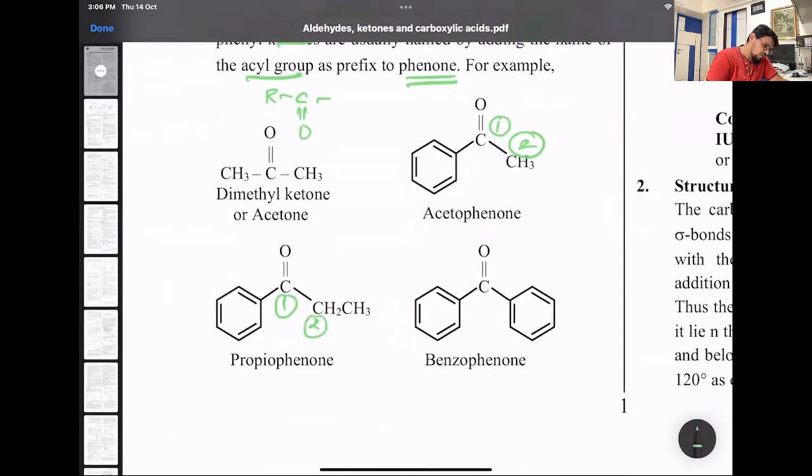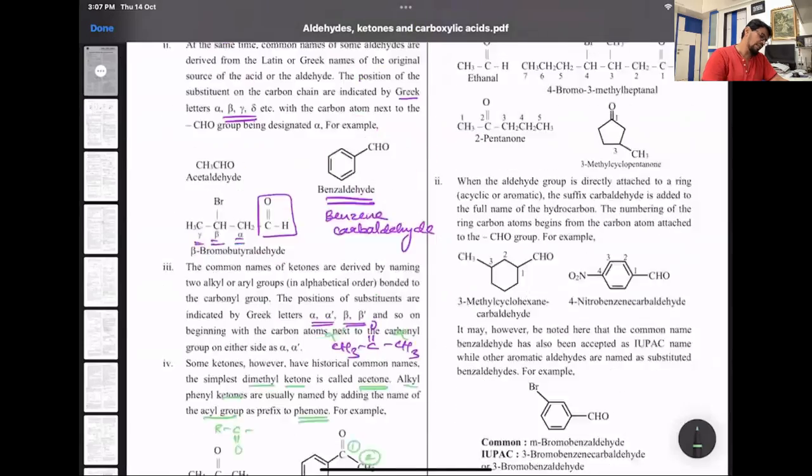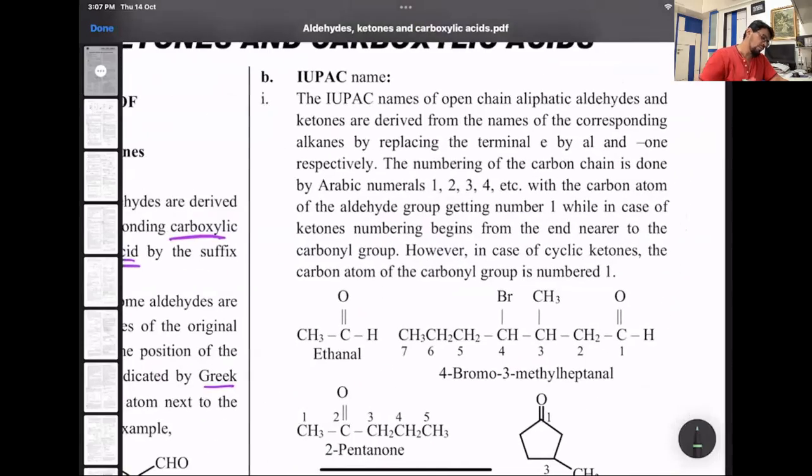So 1, 2, 3. 3 is propionic acid. So from there the ketone, again the ketonic group is directly attached to the benzene ring. That's why propiophenone. And the last one is benzophenone, because of benzoic acid. So that's why benzo and then the word phenone. So whenever the ketonic group is directly attached to the benzene ring, use the word phenone. All right, that's one. Then the next one we have is the IUPAC name.